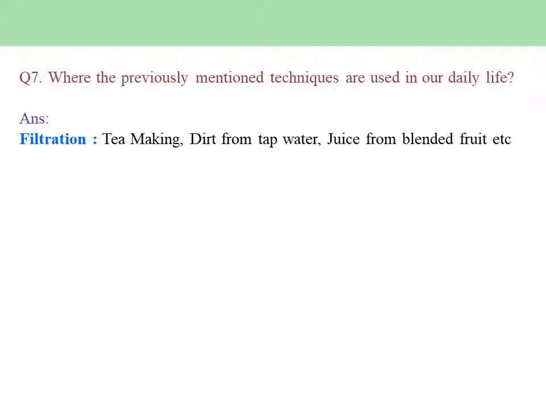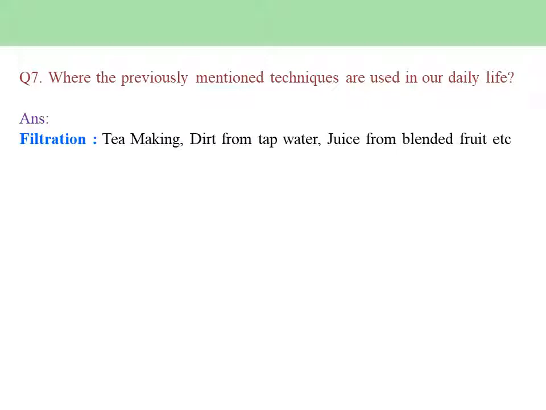Tea making, don't we filter tea after making tea? The tea leaves and the liquor, we filter that one. So it's filtration. Dirt from tap water: sometimes we have noticed that a lot of dirt comes out from the tap water. So what we do, we wrap a cloth around the opening of the tap, and we see that clean water is coming out. So what we are doing is filtration, right?